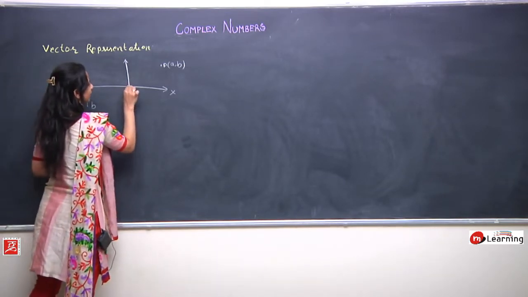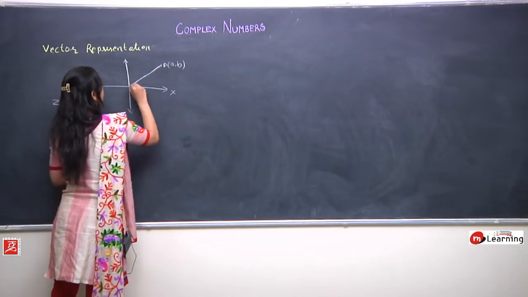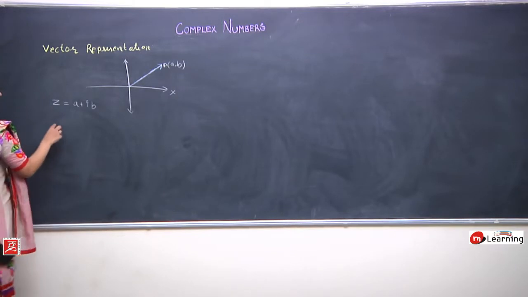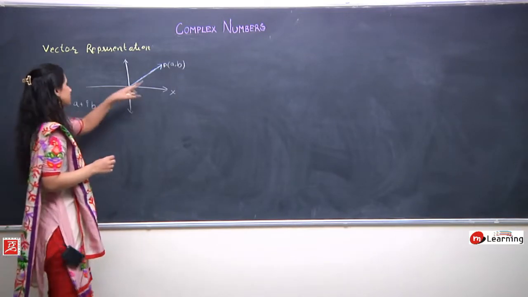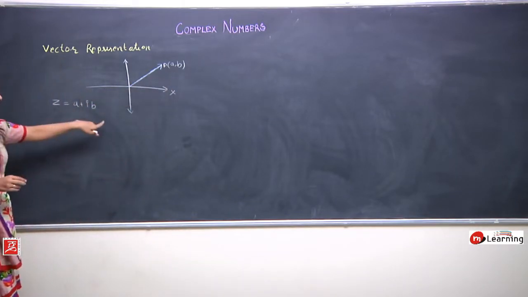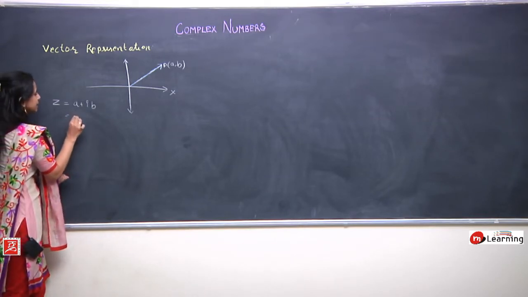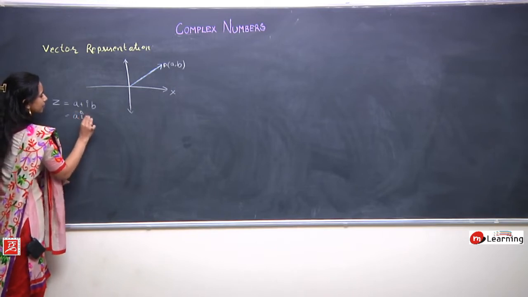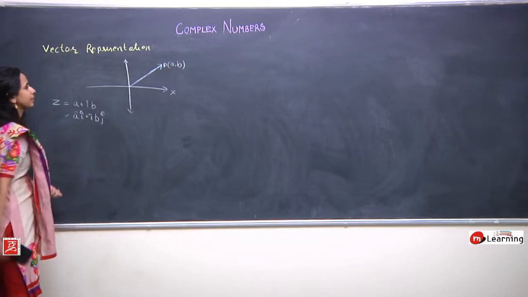So I can say that my complex number z is represented by the OP vector. Once again, this point P is representing my complex number z = a + ib, and since it is a vector representation, I can even write it as z = a î + ib ĵ.